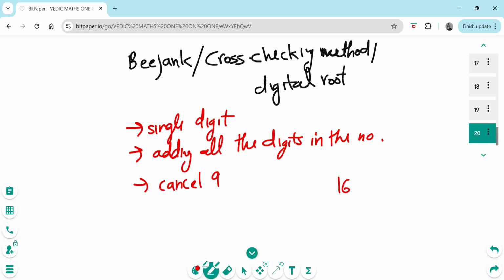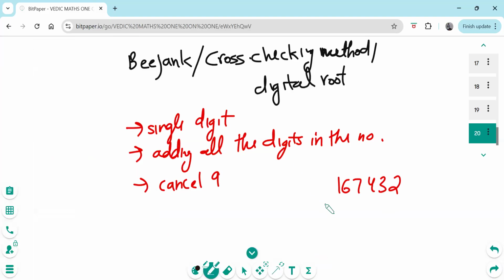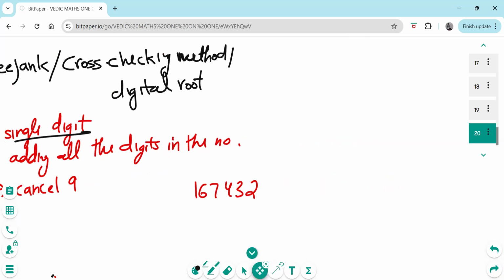For example, if I ask you what is the Beejank of this, OK, first of all what do you do, look. Add everything, and the number that comes will be the Beejank, but if you want to make it easy, like I told you, the Beejank of 24 will be 2 + 4, that is 6. The Beejank of 648 will be 6 + 4 + 8, right? So this will be 12, sorry 10 + 18, but it cannot be 18 because it is a single digit, so add again 1 + 8, that is 9. OK, so that is how we are going to find the Beejank. But right now, let's move and understand what is this cancel 9 nature.